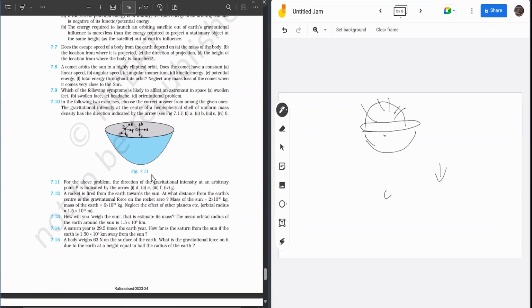For the above problem, the direction of the gravitational intensity at an arbitrary point T is indicated by the arrow D, E, F, G.